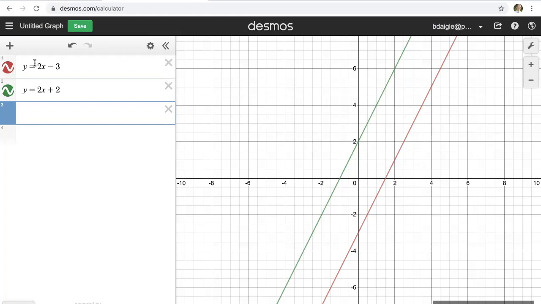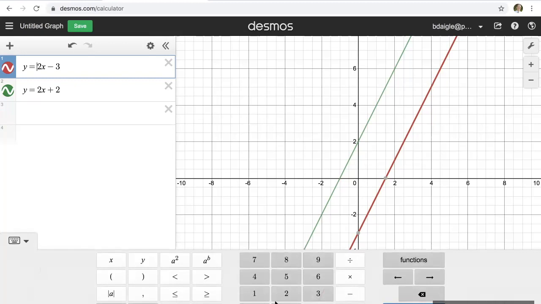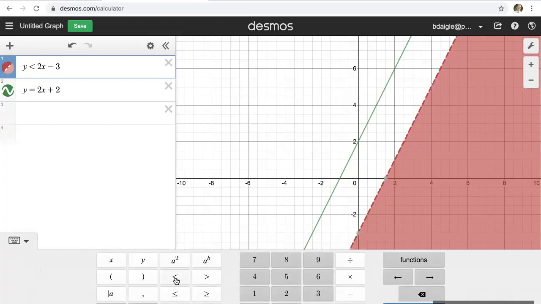Now, what happens if I change the equal signs to inequalities? I can do that with the keypad on the screen here. If I change the first equals to a less than, I get a shaded area that represents half the plane. This half plane is a solution for this inequality, the red inequality. Y is less than 2x subtract 3, but it's not equal to 2x subtract 3, which is the border.